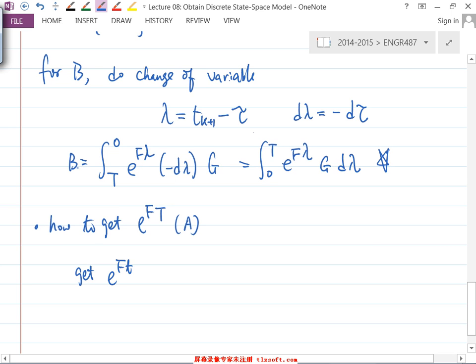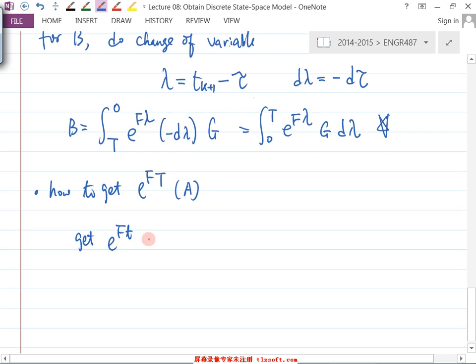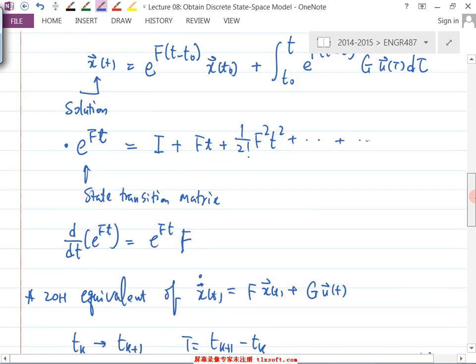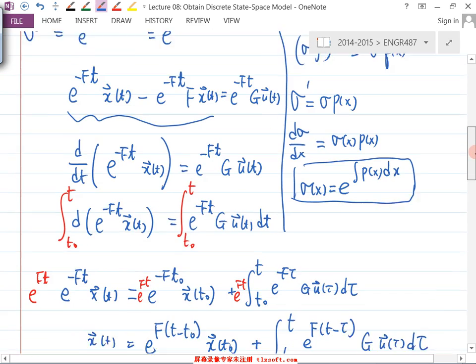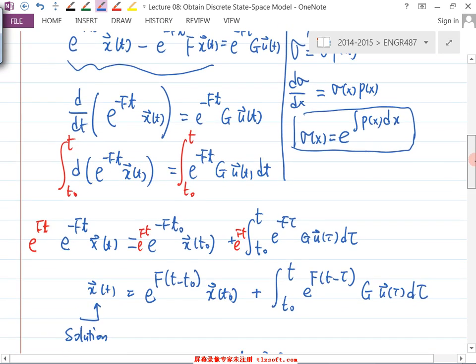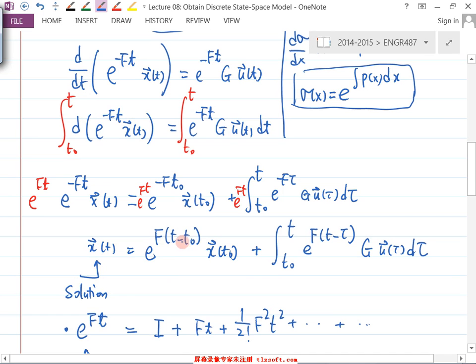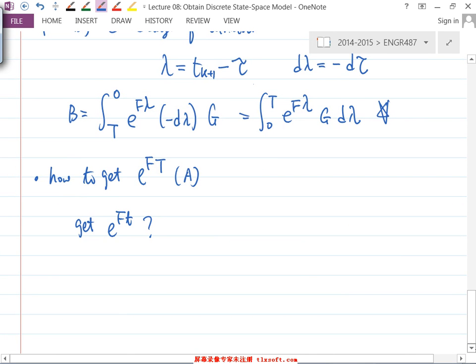Okay, so the key part now is to try to get this e to the power of ft. And where is e to the power of ft? If you look at this original system here, e to the power of ft is over here, right? It's showing up. Remember what I said, I call the state transition matrix the continuous state model, right? So here's what happens.